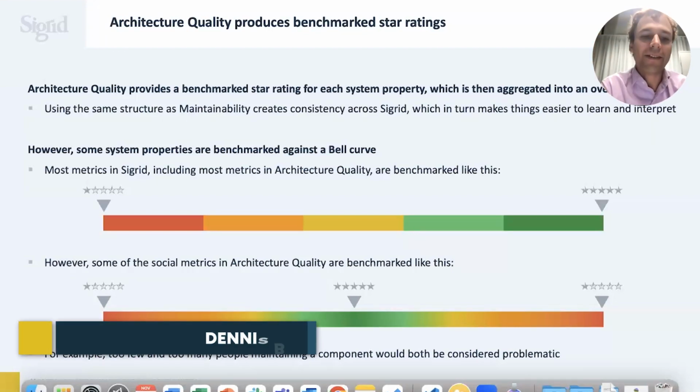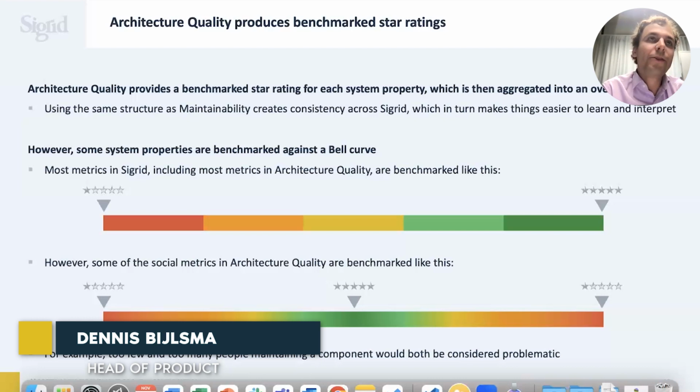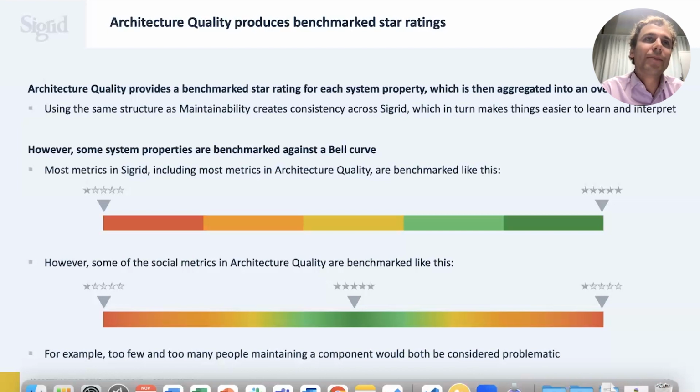There's a question, Kitty. So you say that too few and too many people are both considered problematic, but isn't too few a much bigger problem than too many people? Yes, correct. I was actually getting to that point. While we do this, we realize, and we have already received a lot of remarks and feedback specifically about knowledge distribution and component freshness. Just the one that just came in: too few people is a much bigger risk than having too many people on a component.